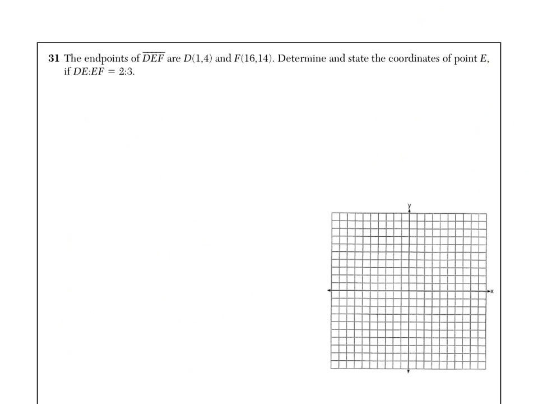Number 31 says the endpoints of DEF are D and F at (1, 4) and (16, 14). Determine and state the coordinates of point E if DE to EF is 2 to 3. So here there's a total of 5 parts.